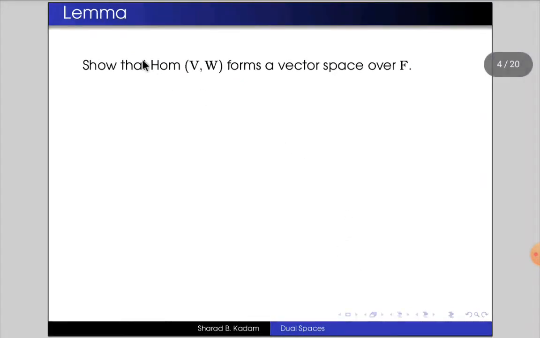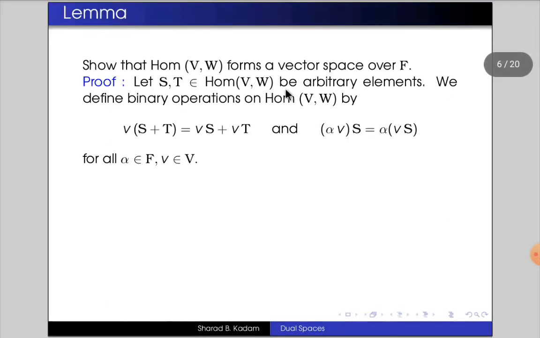So the lemma statement is: show that the set of all homomorphisms from V to W forms a vector space over the field F. So let's begin with the proof. First of all, we will define binary operations on the given set. For this purpose, consider S and T to be arbitrary elements in the given set.